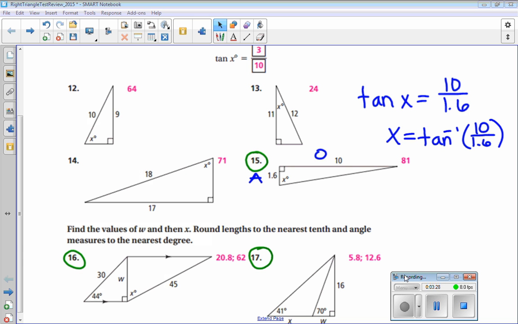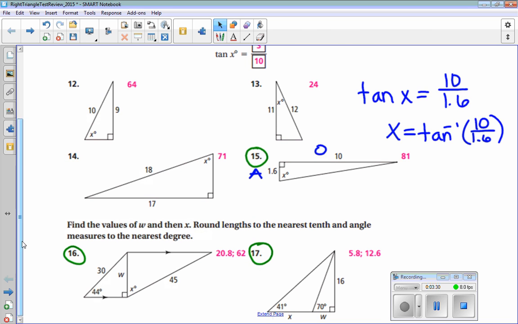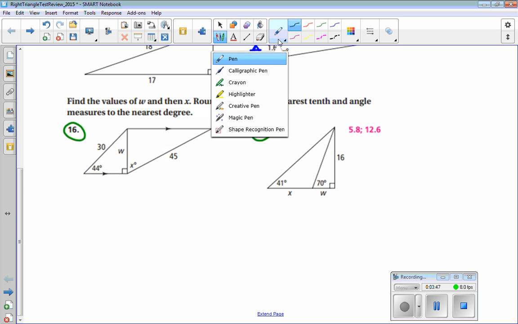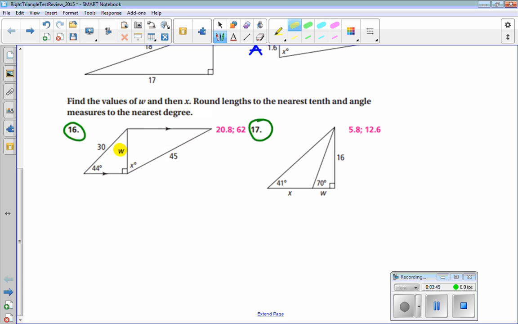We okay? All right. If you look at the last two, okay, these are a little bit more difficult because you have two triangles put together. And so sometimes you have to separate them or treat them one at a time. So I'm looking for the values of W and X. Which one should we start with here, W or X? Why would you suggest W? I think W too, but why would you suggest it?